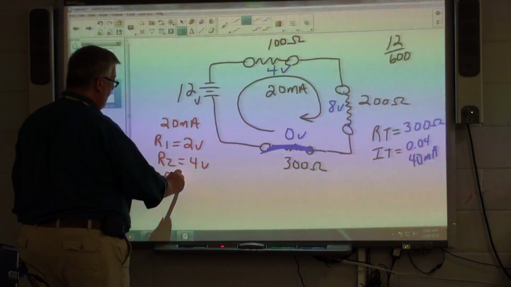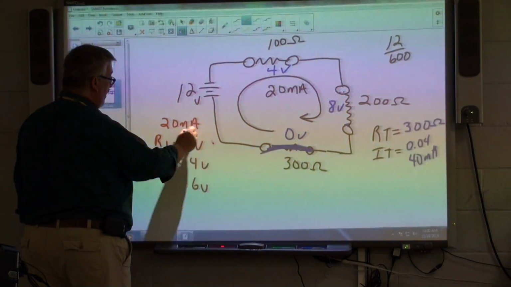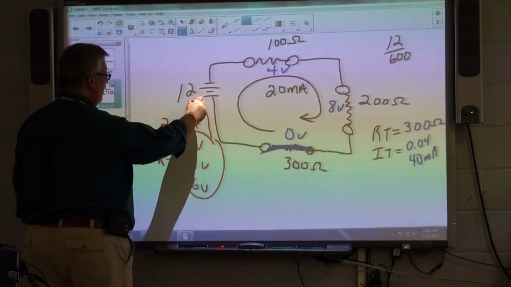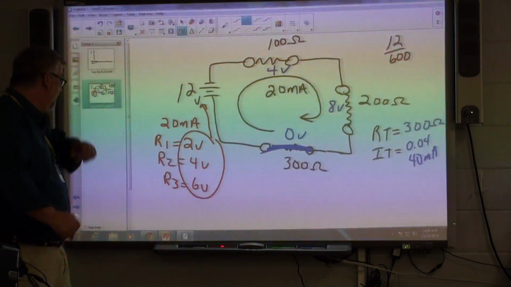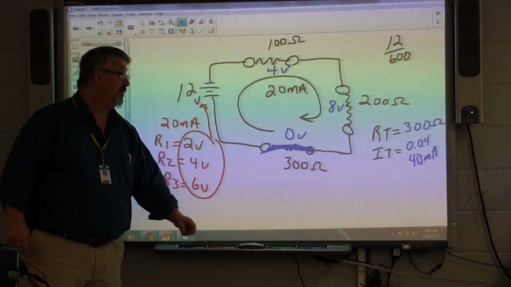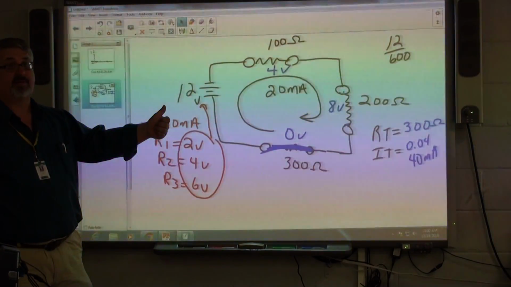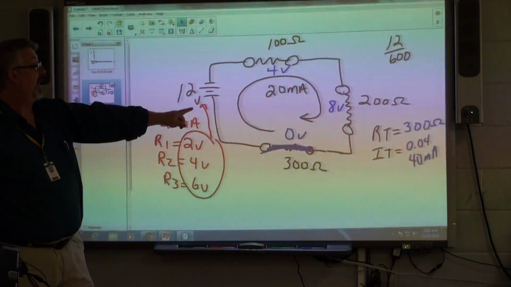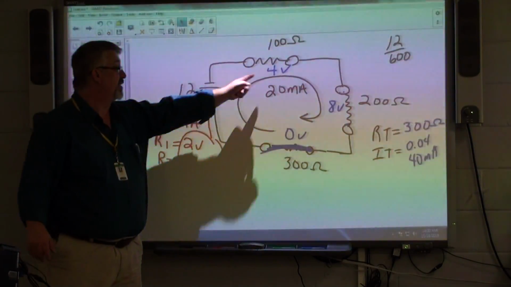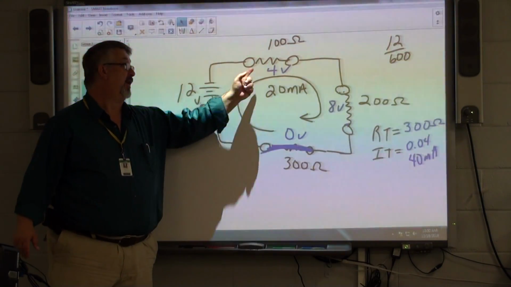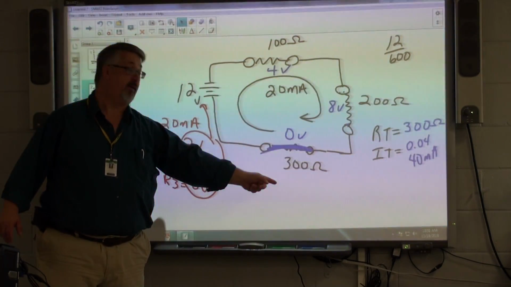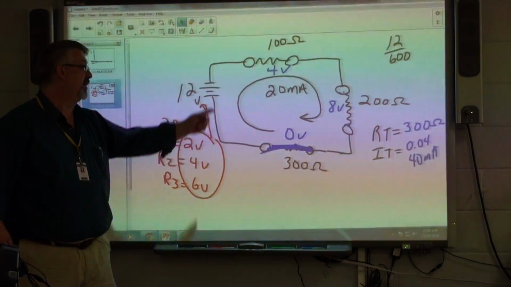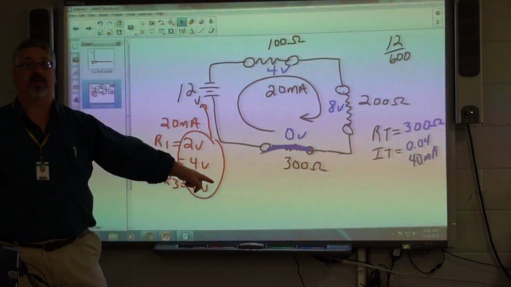R3 equals 6. So the applied voltage, which was 12, equals the sum of the drops. But we saw 2 things happen. Current changed as a result of that component being shorted, and our drops changed, because we should be seeing 2 here, 4 here, and 8 here, and we started seeing 4 here, 8 here, and nothing here.